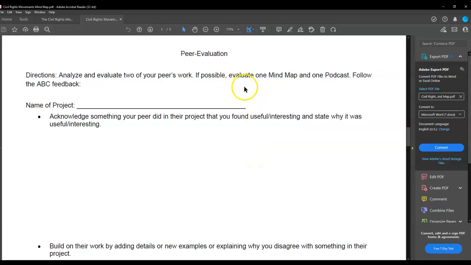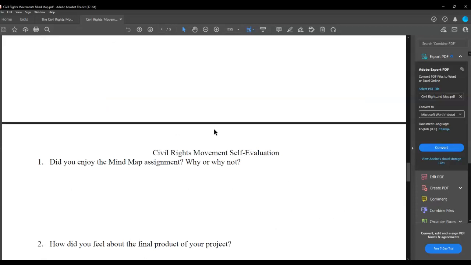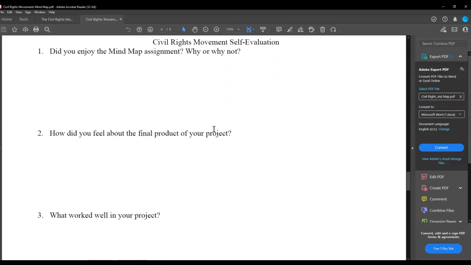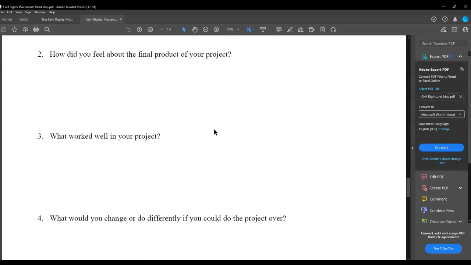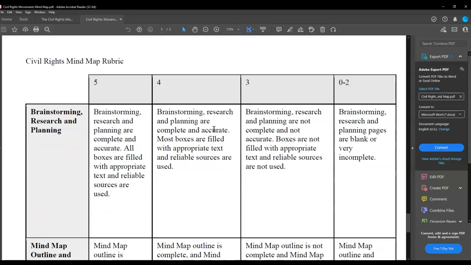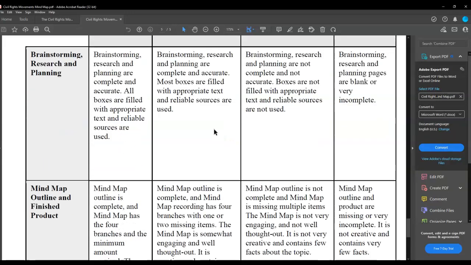They do a peer evaluation. Really, the goal is to have each student do at least 1 mind map and 1 podcast evaluation and give the ABC feedback that I modeled after what we have done in our digital tools course. They also do a self-evaluation about what they learned, what they liked, what they didn't like, how they could improve it, and so on. And then, of course, we have a mind map rubric on how they will be graded.